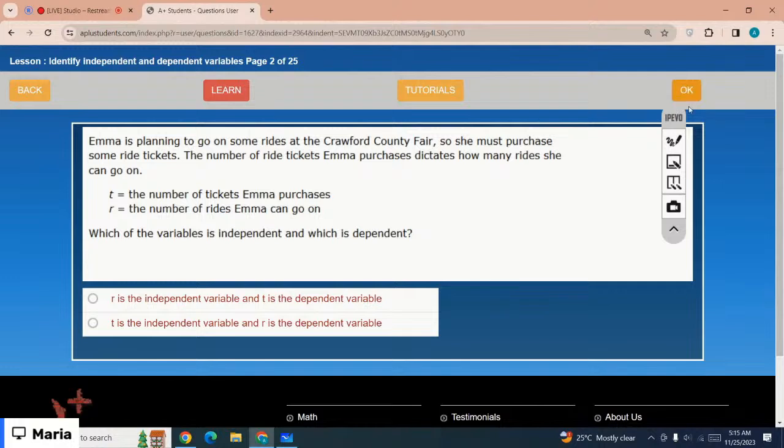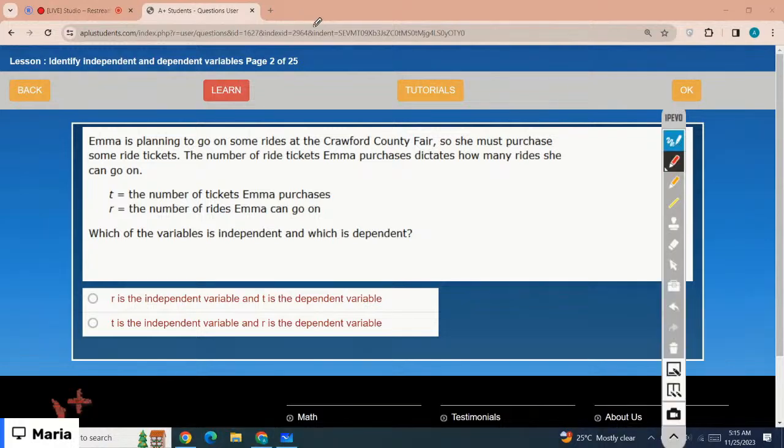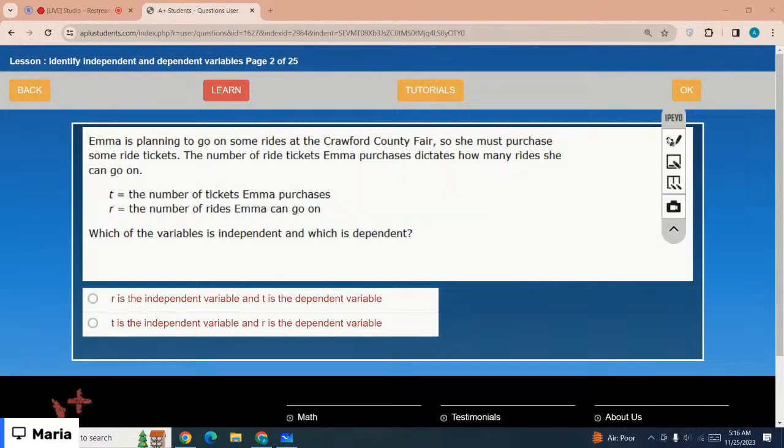So the number of rides is the dependent variable and the number of tickets is the independent variable. So R is the dependent variable and T is the independent variable. Option number 1 is the correct option, right?